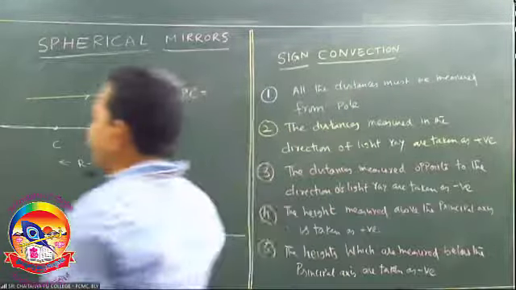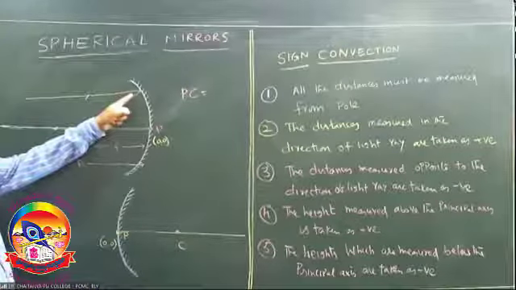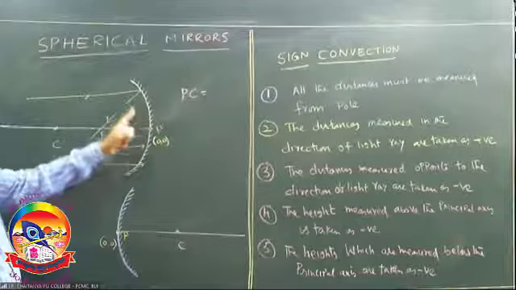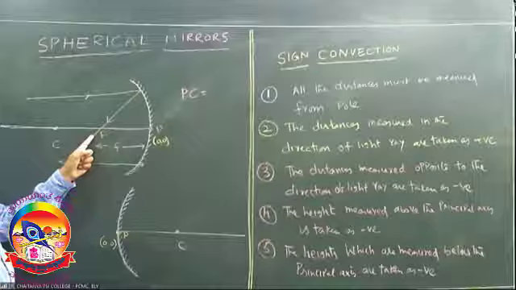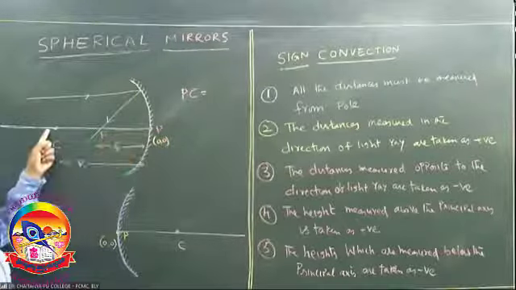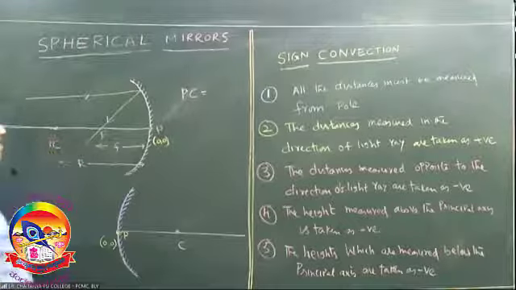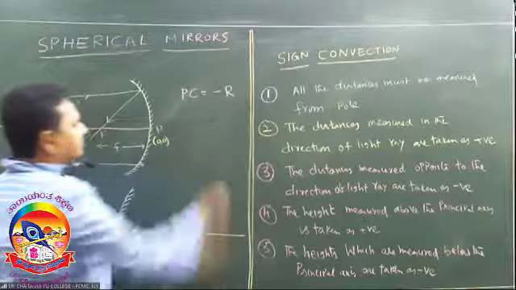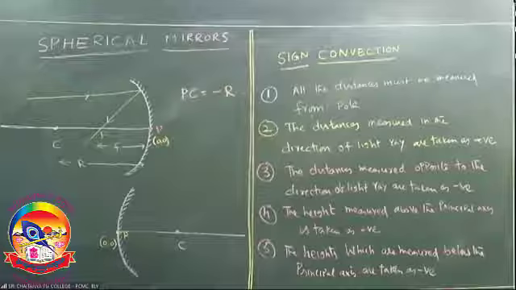If we see the diagram properly, the light ray is falling like this, from left to right. But we are measuring the distance from right to left, so the distance is opposite to the direction of light ray. So PC is equal to minus R. In case of concave mirror, radius of curvature is negative.